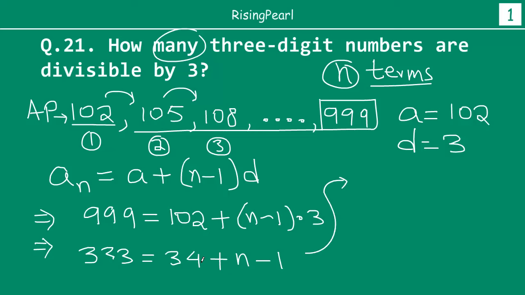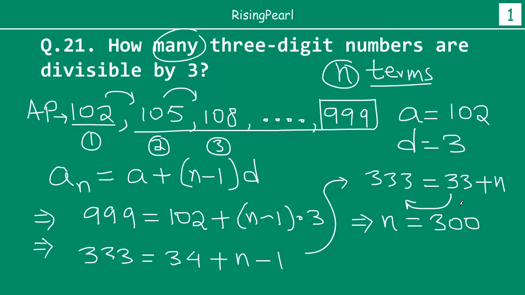So what we will have on this side is 3, 3, 3 equal to 34 minus 1 is 33 plus n. Or simply we can say n is equal to, if we take this on the other side, 333 minus 33, which will be 300, right? So 333 minus 33 will be 300. So n is equal to 300.